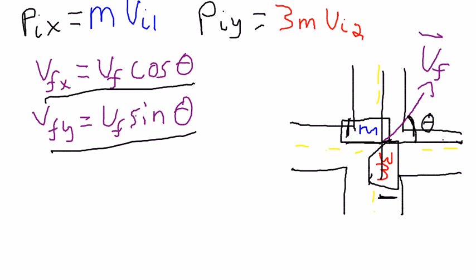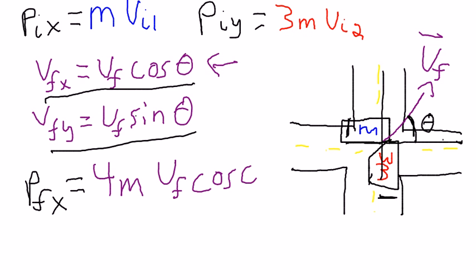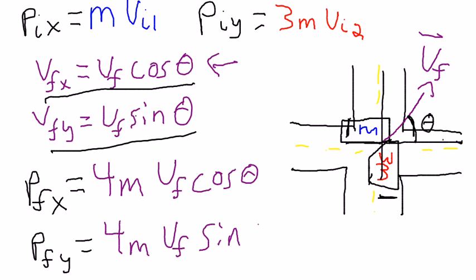Anyway, now you can look at your conservation of momentum by putting everything together. Let me define our final momentum in the x direction. It's going to be equal to the total mass. So what's the mass of the two cars once they're stuck together? Well, it's 3m plus 1m, or 4m, multiplied by the final velocity in the x direction, which is v final cosine theta. Similarly, the final momentum in the y direction will be equal to 4m multiplied by v final times the sine of this angle theta.